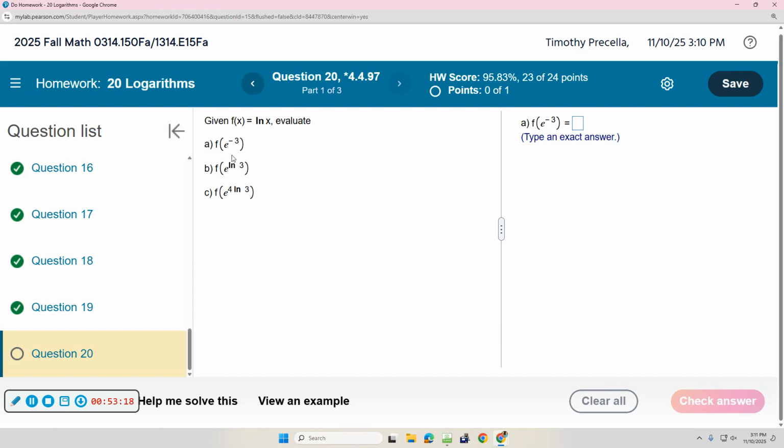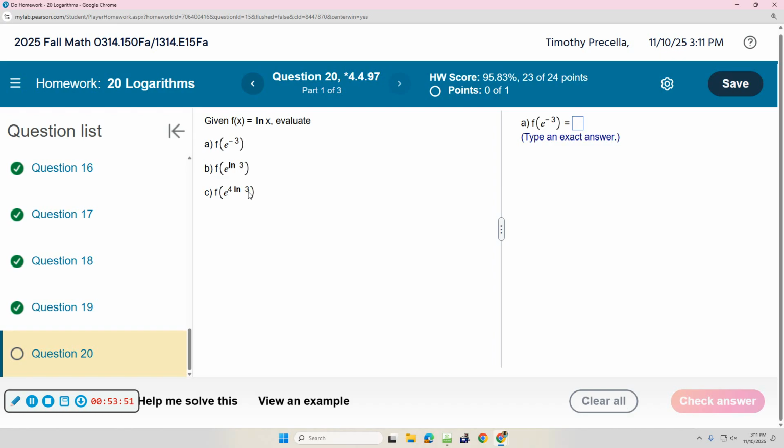e to the negative 3. With function notation, remember whatever's inside the parentheses. You just plug in e to the negative 3. I thought you were writing all three of them. Oh, I am, aren't I? You're right. e to the negative 3, and e to the 4, and ln 3.